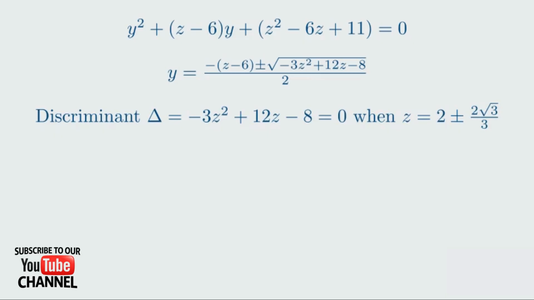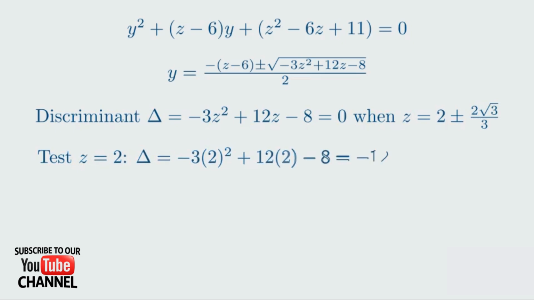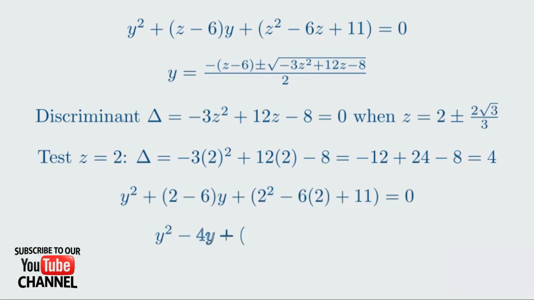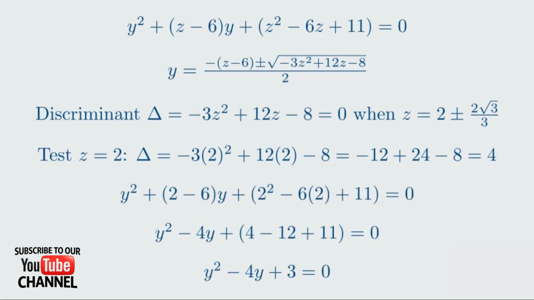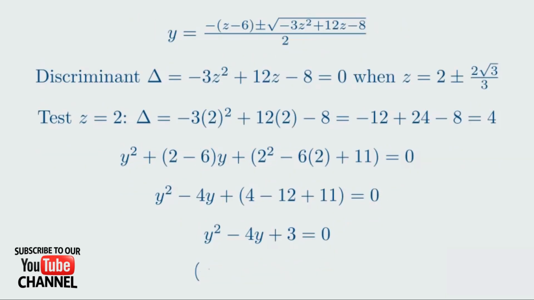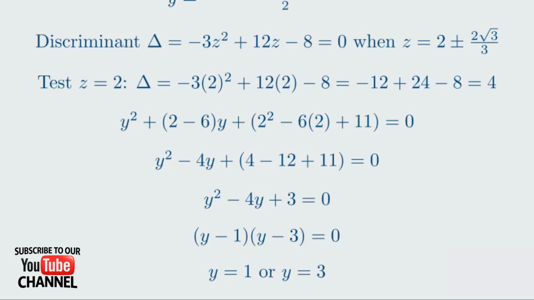Let's pick a value for z that's between the roots, for example, z equals 2. If z equals 2, the discriminant is minus 12 plus 24 minus 8, which is 4. This is a positive number. With z equals 2, our equation for y becomes y squared minus 4y plus 3 equals 0. This factors nicely into (y minus 1)(y minus 3) equals 0, giving us y equals 1 or y equals 3.